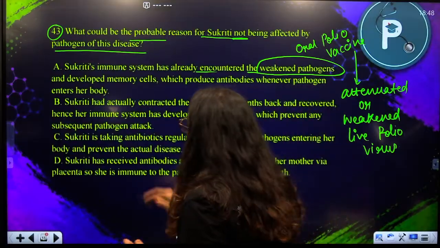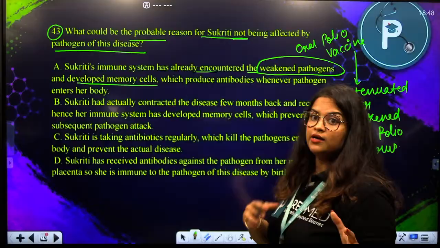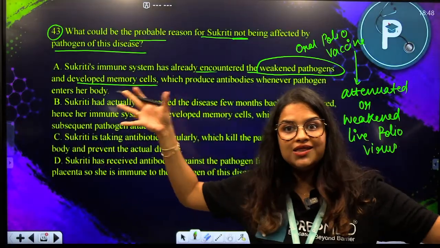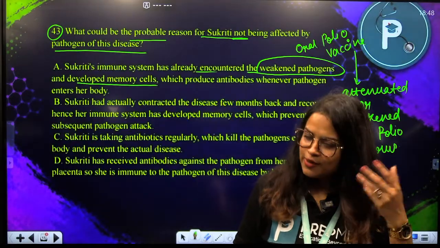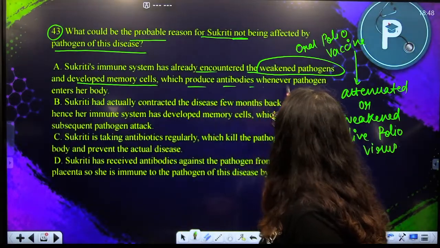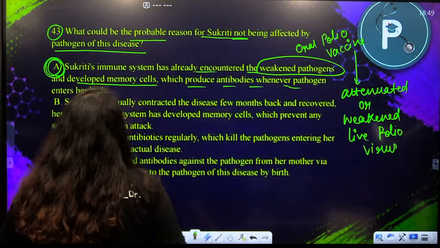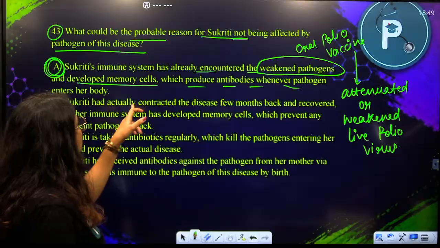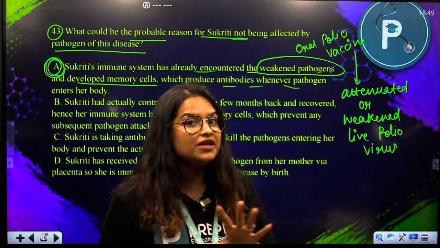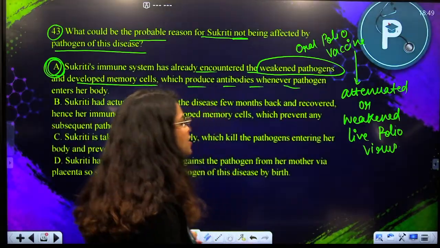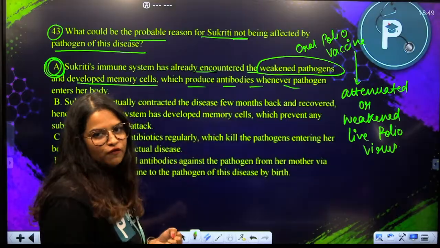So that's why they have developed a memory cell for the poliovirus. When the poliovirus entered, both Priya and Sukriti had a memory cell. They could kill it, but Priya couldn't. That's why she suffered. Memory cells produce antibodies whenever a pathogen enters the body. So A is the right answer. The option that Sukriti had contracted the disease a few months back and recovered is wrong, because polio is difficult to recover from. To develop immunity, a person has to take the oral polio vaccine.